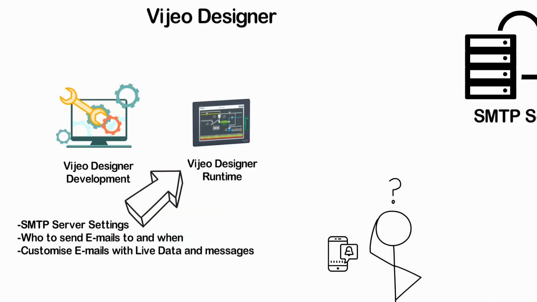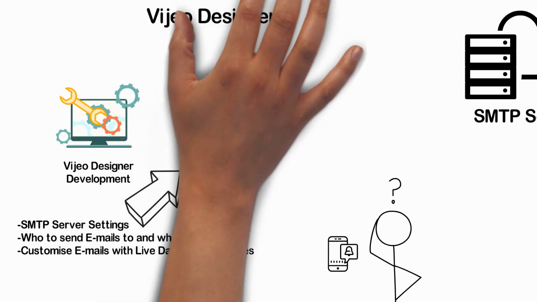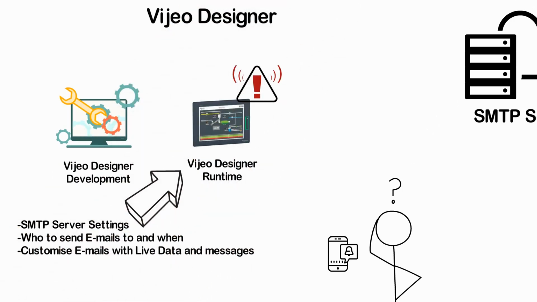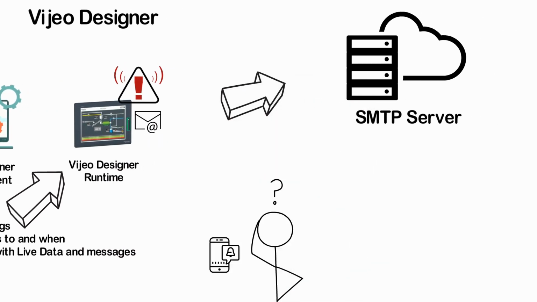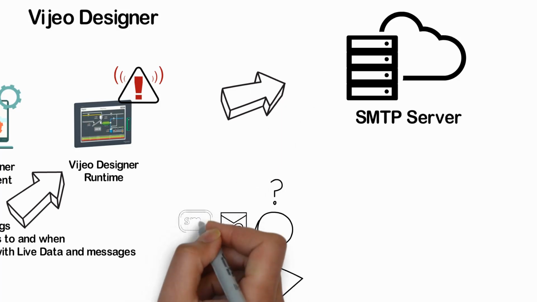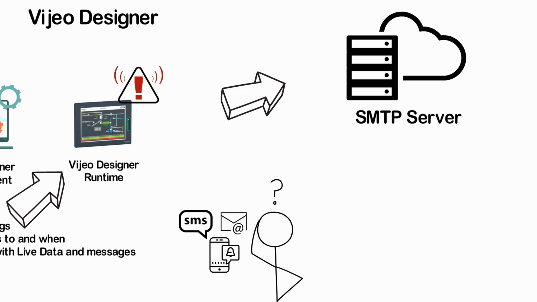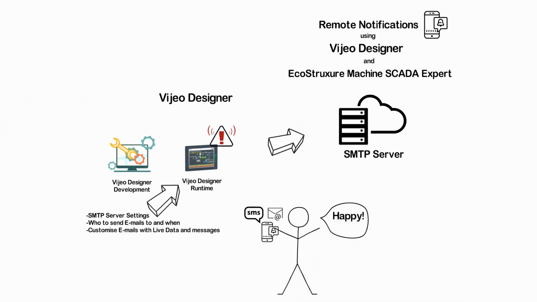Now, when the HMI detects the event, this could be a bit turned on, a value out of range, an alarm, could be every day at midnight, for example, an SMTP message is sent to the SMTP server, which in turn sends a message to my mailbox, or an SMS message shows up on my phone, tablet, or other device. So let's see how this is done in Vijeo Designer in real time.